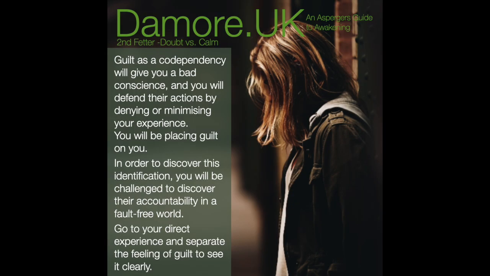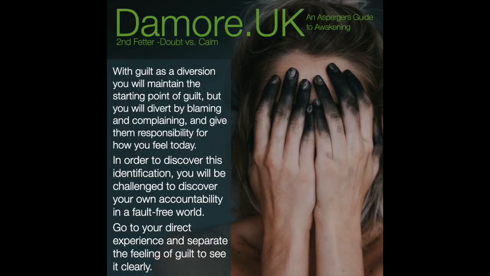So there are two types of guilt. Either you have the guilt that is going to give you a bad conscience. For example, if you look at your past, if it's something about your parents, you will defend your parents. You will say, well, it was me. Or the other type is where you will use the placement of guilt and blame to give other people responsibility for how you feel today. And that is a diversion. And then I would like to talk about shame.